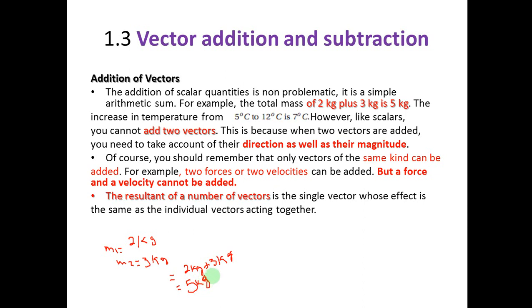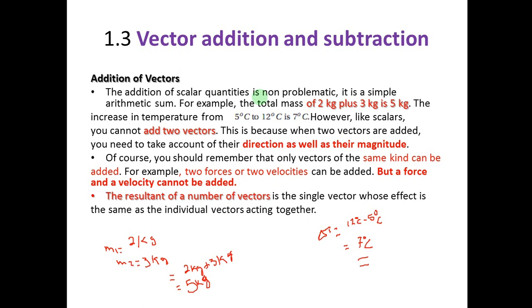Let's consider temperature. If the temperature increases from 5 degrees centigrade to 12 degrees centigrade, what is the difference in temperature? The change in temperature is 12 degrees centigrade minus 5 degrees centigrade. It is a simple subtraction. So the change in temperature is 7 degrees centigrade. To add and subtract scalar quantities, there is no problem. Generally, it is non-problematic.